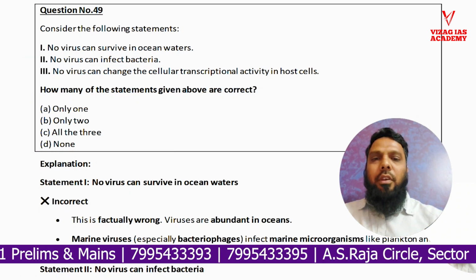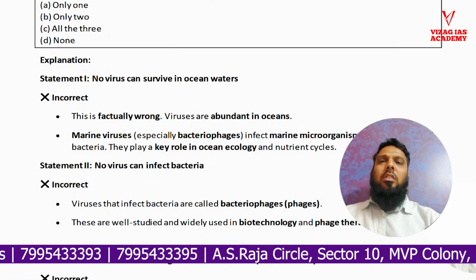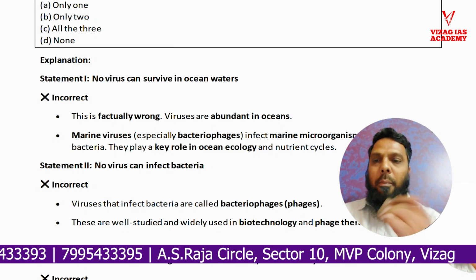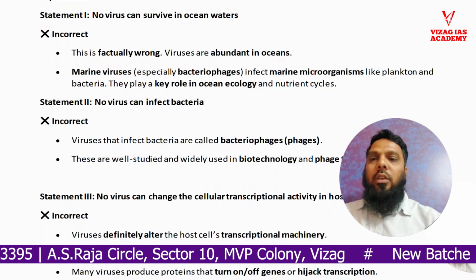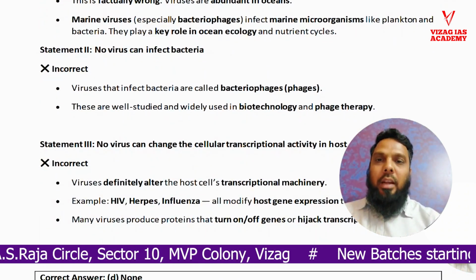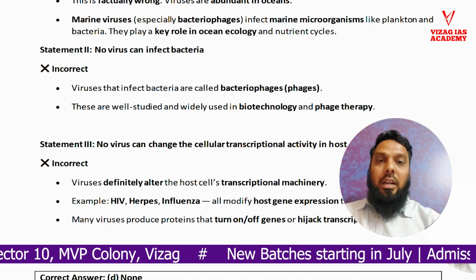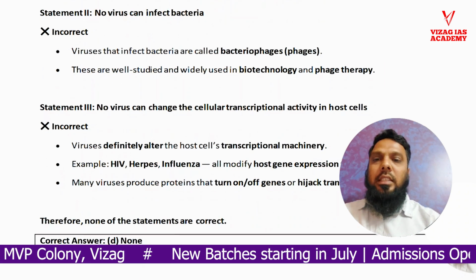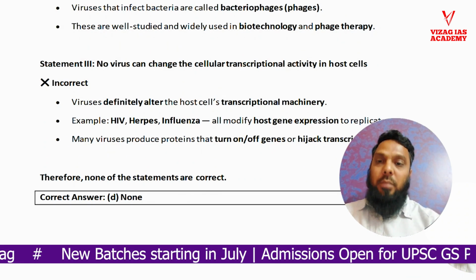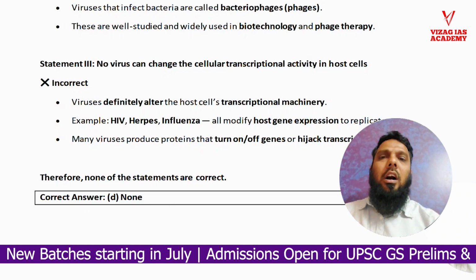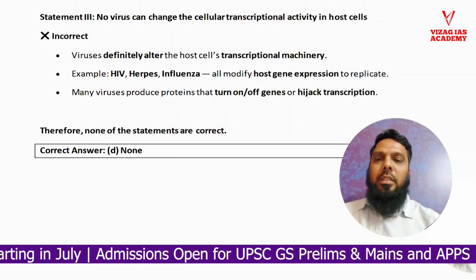The same thing, if we go through the explanations, we can see statement 1, no virus can survive in ocean waters. This is factually wrong. Definitely viruses are abundant in the ocean. There are even many types of marine viruses. Next, statement 2, no virus can infect bacteria. That's also wrong, because viruses definitely can infect bacteria. Something called bacteriophages is already there. Next, statement 3, viruses definitely alter the host cell's transcriptional machinery. A lot of viruses like HIV, herpes, and influenza, even COVID, do the same thing. Therefore, none of the statements are correct.